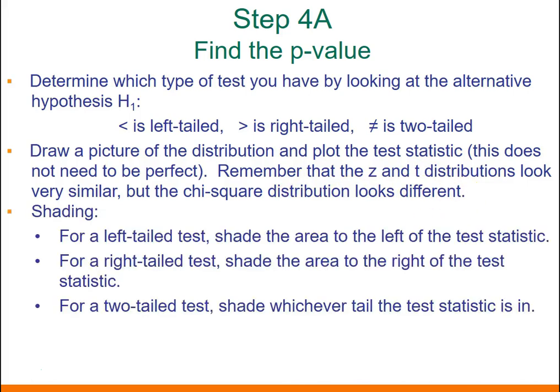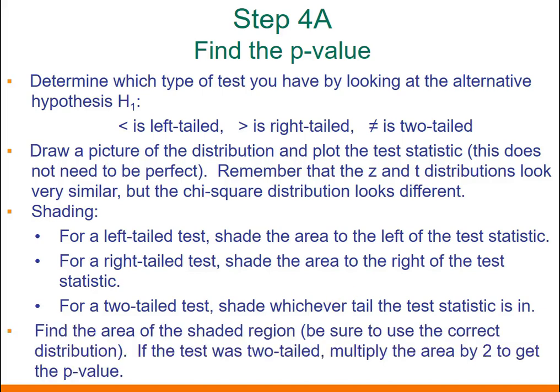Okay, and then we want to shade. So for a left-tailed test, we're going to shade the area to the left of the test statistic. For a right-tailed test, we're going to shade the area to the right of the test statistic. And for a two-tailed test, we're going to shade whichever tail the test statistic is in already. So if it's in the right tail, we're going to shade to the right. If it's in the left tail, we're going to shade to the left.